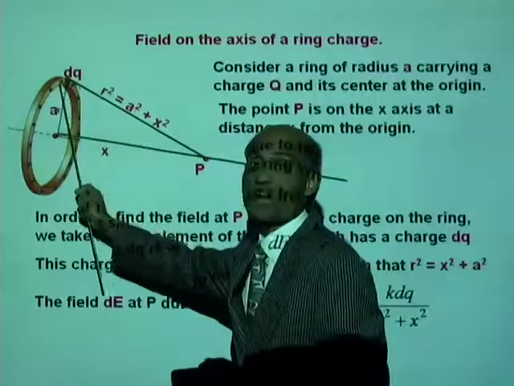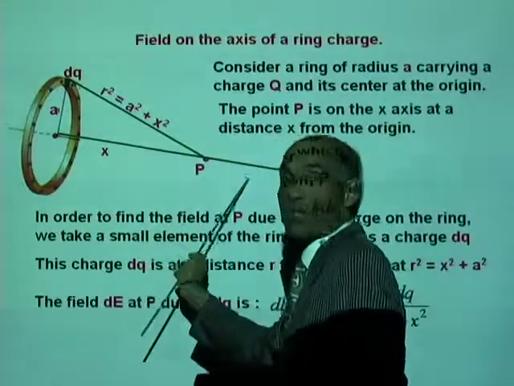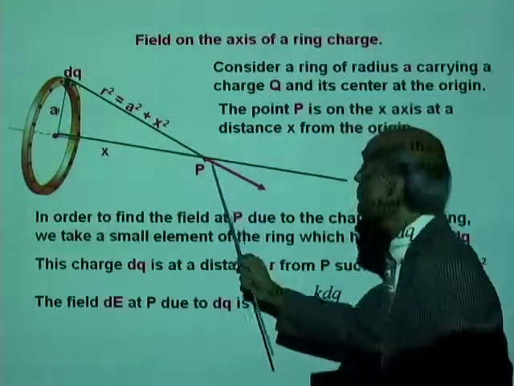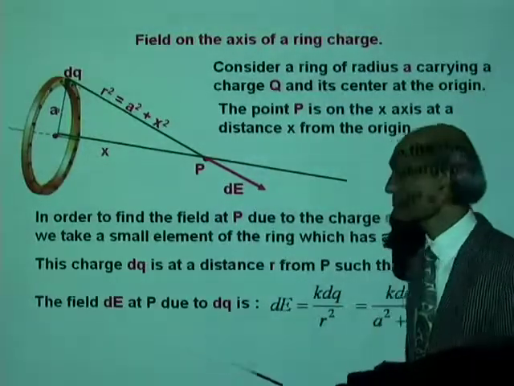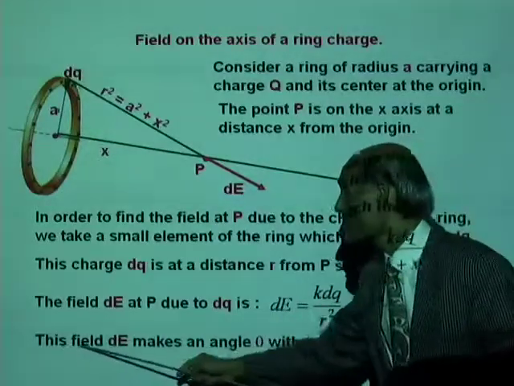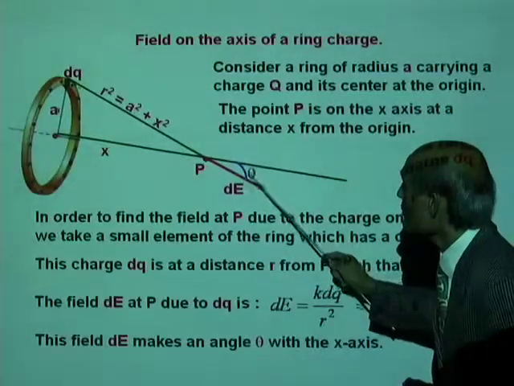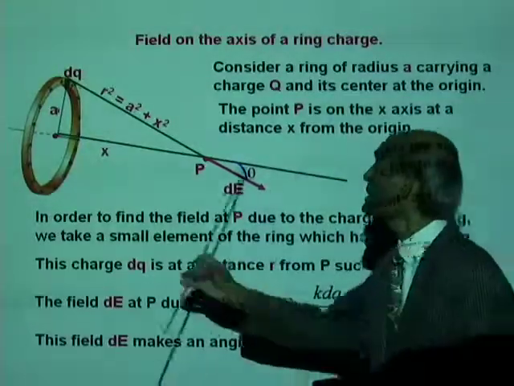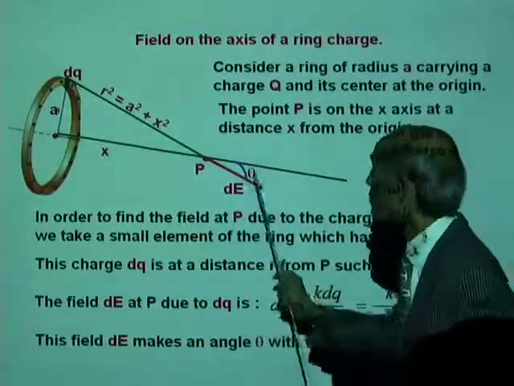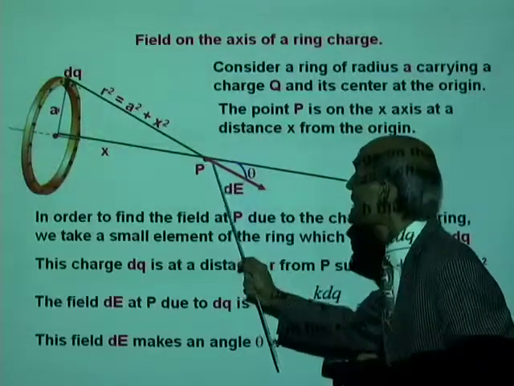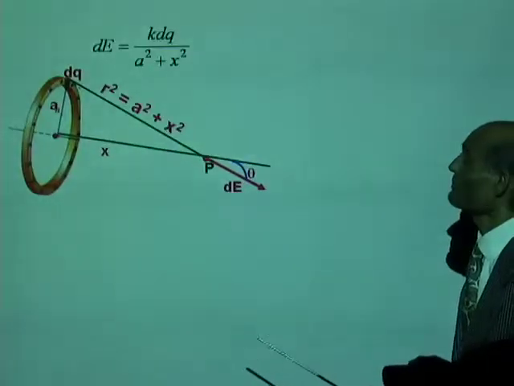Now tell me, what is the direction of this electric field? This is a positive charge. The ring carries a positive charge. That means the electric field will be directed away from it. That will be the direction of the electric field, and that is dE. Well, this field dE makes an angle theta with the x-axis. You see that? Now, we need to break this into x and y components in order to study that. So we need that angle. So let's say dE makes an angle theta with the x-axis.